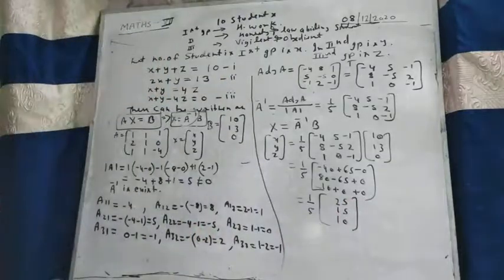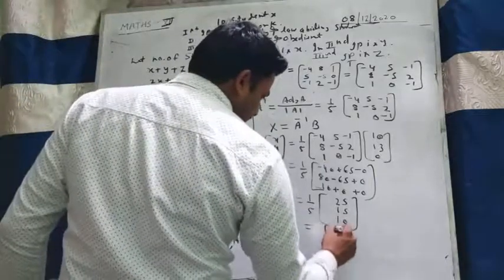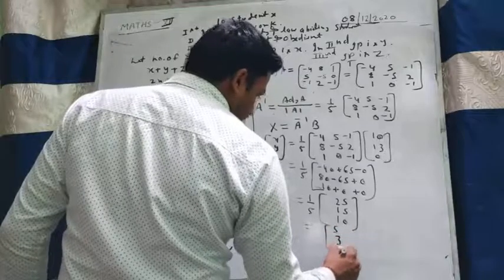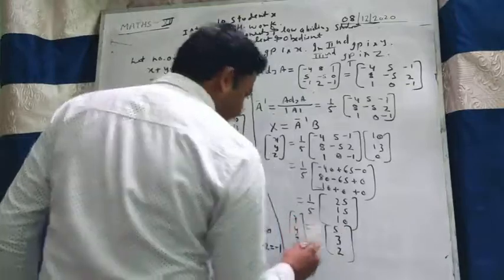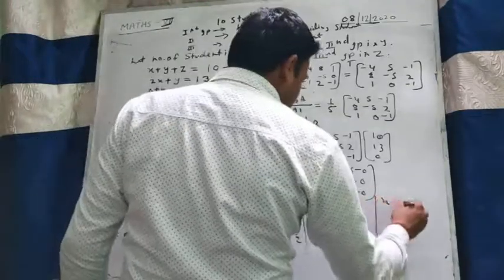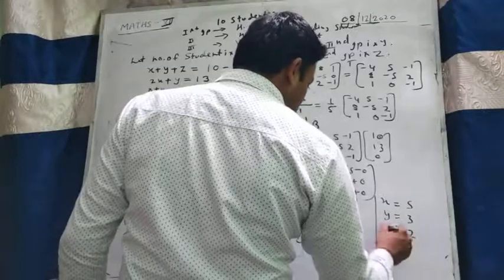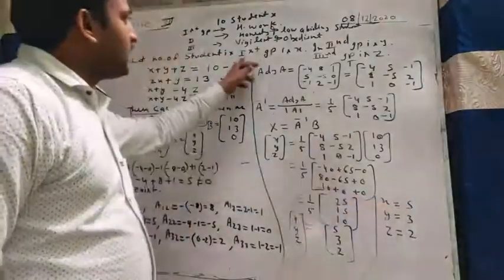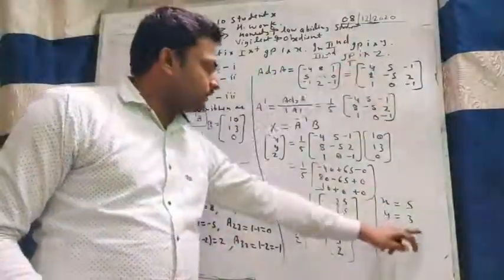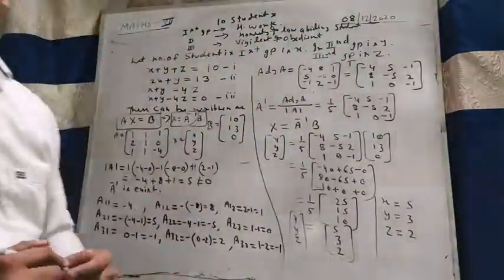Now we will find our X will be what? 5, 3 and 2. Now dividing by this we get 5, 3 and 2. So our X, Y, Z is this. So X is 5, Y is 3 and Z is 2. So the number of students in first group is 5, number of students in second group is 3, number of students in third group is 2. So it will be our answer.